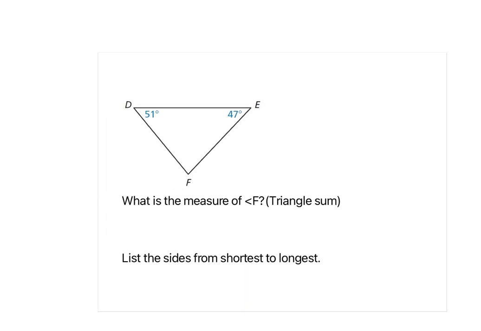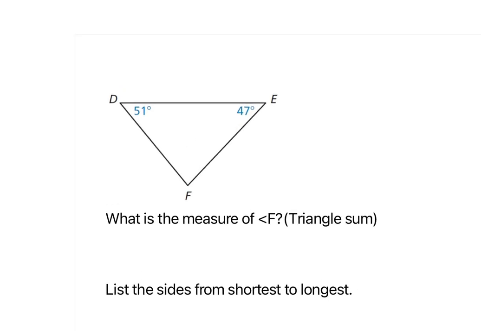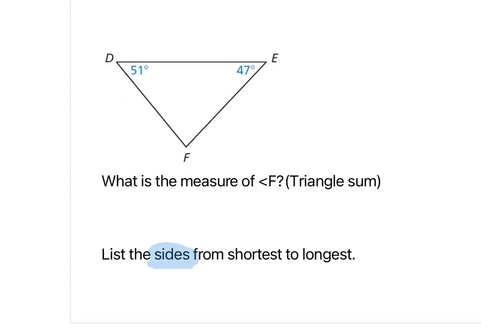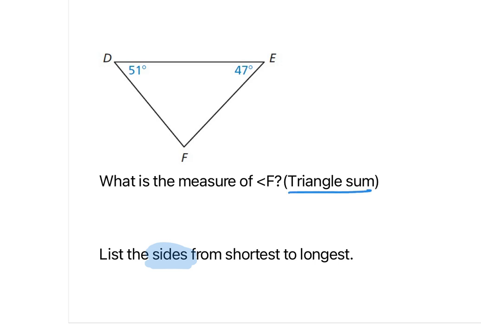So let's look at an example here. We have a triangle, 51 degrees, 47 degrees. If we are going to list the sides, not the angles, the sides. I know they tell us angles, but we are going to use the angles to figure out the sides. If we are ordering them least to greatest, we have to know all three angles. So we remember that the triangle sum says that when we add our angles together, they will always equal 180.